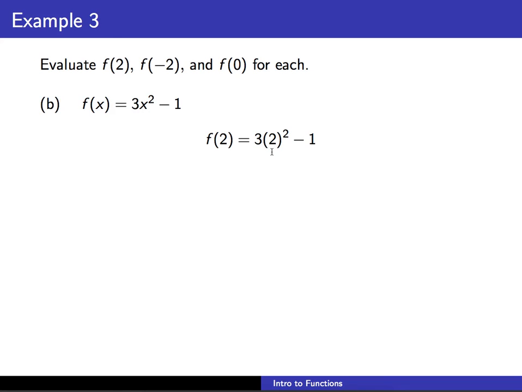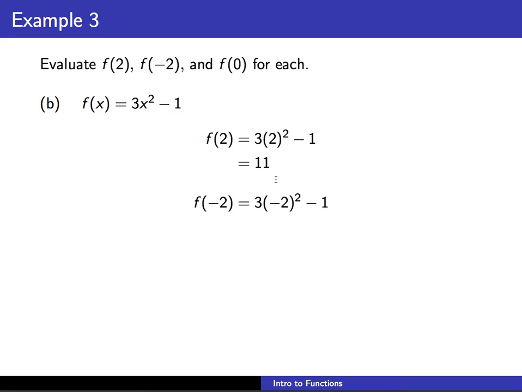So f of 2, we're going to take 2 and square it, then multiply that by 3 and subtract 1. So 2 squared is 4, 3 times 4 is 12, 12 minus 1 gives us 11. So we give this function a 2, it gives us back an 11.